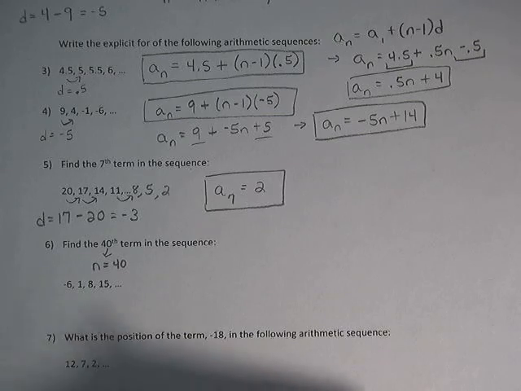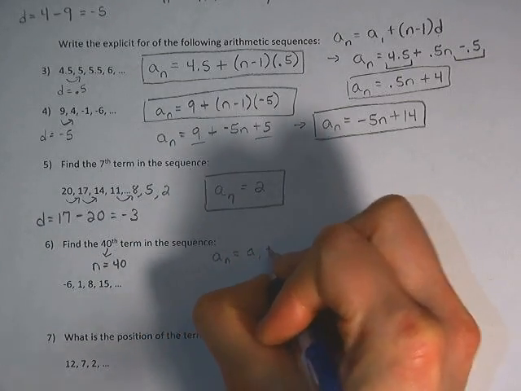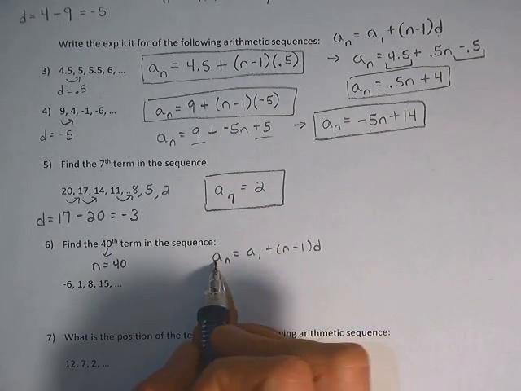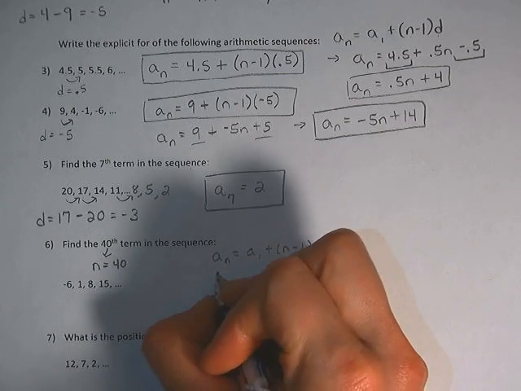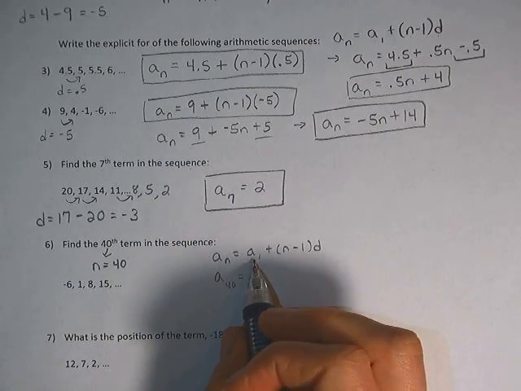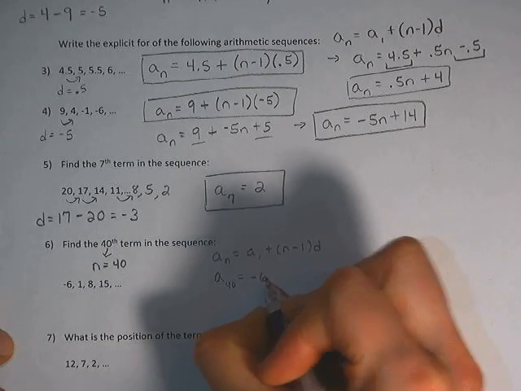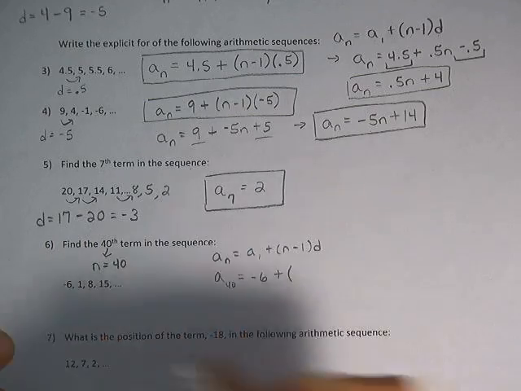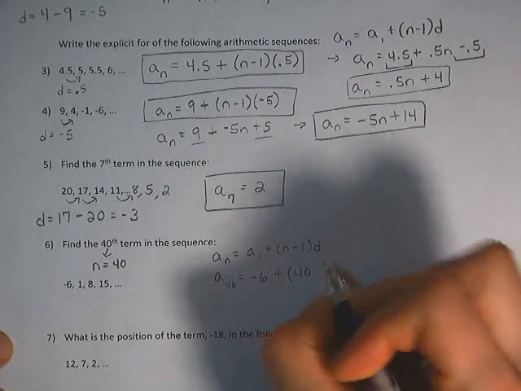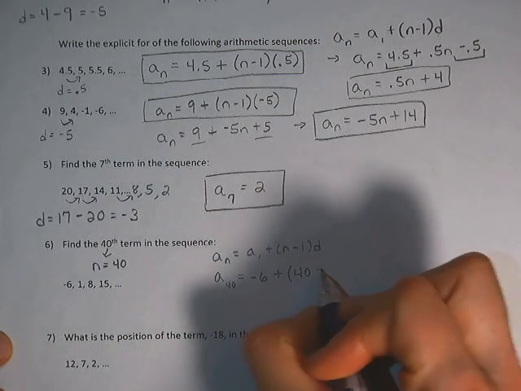And so now, think about your explicit equation. If we're using the explicit equation, we are finding the term in the 40th spot. So we're finding a sub 40. Well, that means we have to know the first term, which we know is -6, plus n. Remember, we're finding the 40th term, so the n would be 40. It's the position of the term you're dealing with here. So it's 40 minus 1.